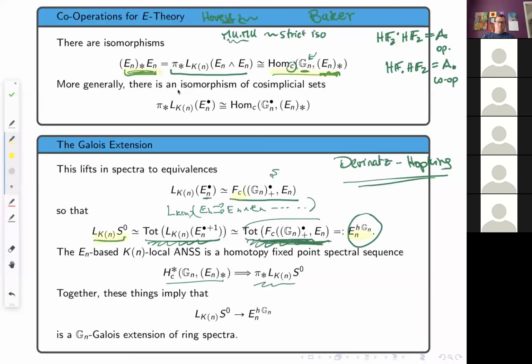And together, if you put this in the language of Galois extensions of ring spectra, which was introduced by Rognes, it says that the map from L_K(n) S to E_n, this map here, is a G_n-Galois extension of ring spectra.